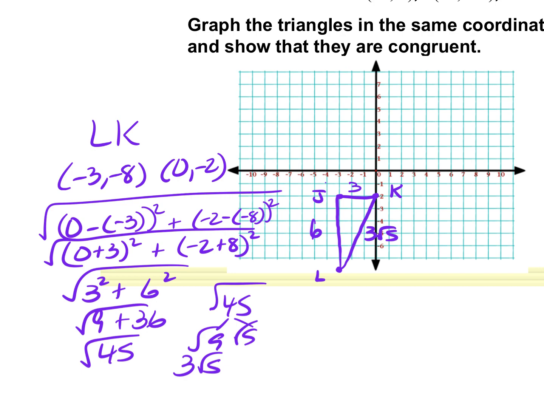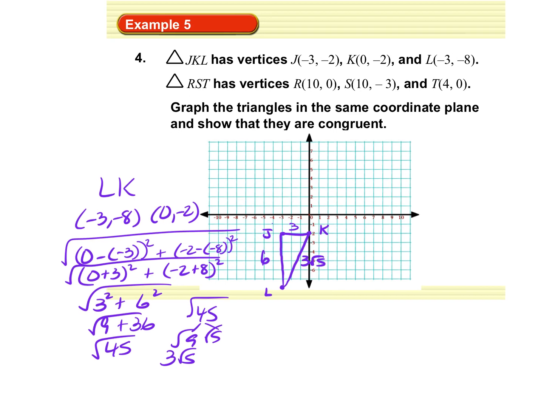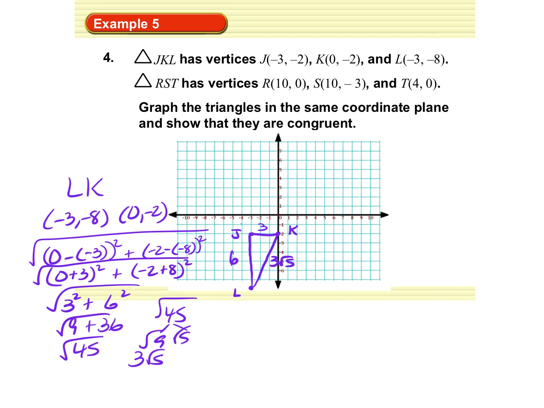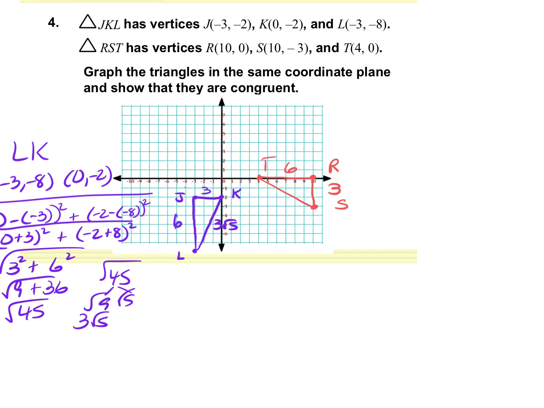Now I need to go back and graph RST. For RST, I'll do that one in red. R is the ordered pair 10, 0. S, 10, -3. And T, 4, 0. Go ahead and connect them. So now I can see RS is going to be 3. I can count the squares. You can do the distance formula as well. And then 6. And now let me go ahead and show the work for ST.